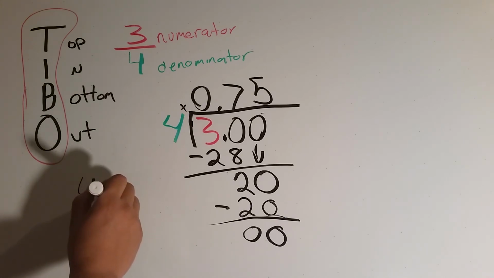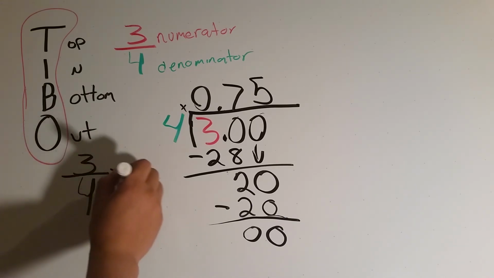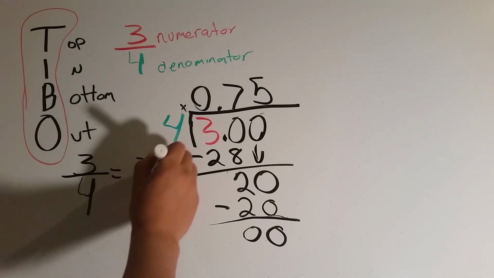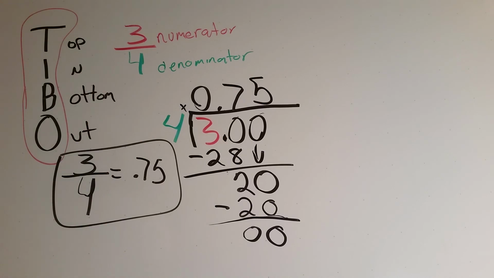So 3/4 is the same thing as 0.75, okay? And that will be our answer. That's final right there.